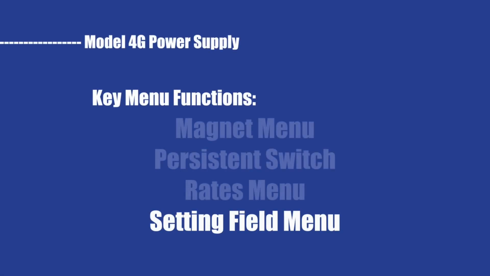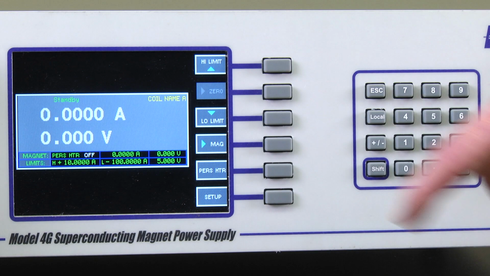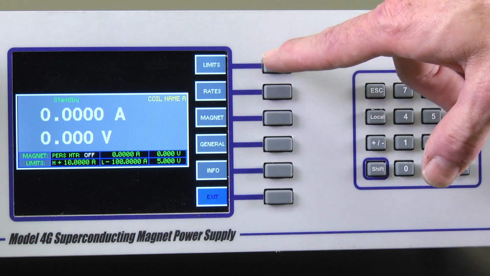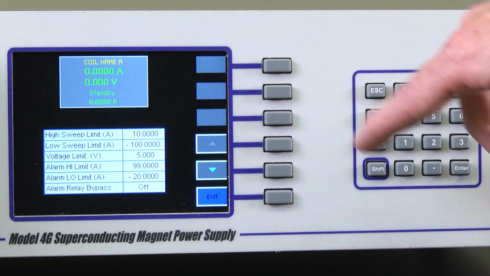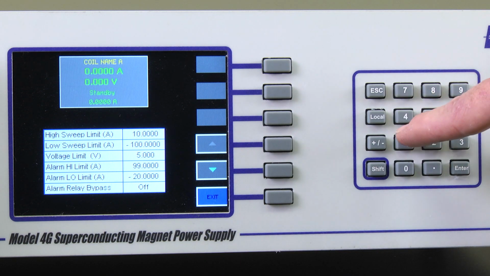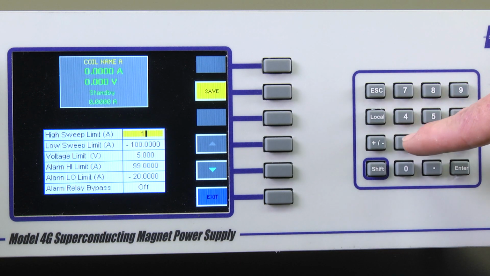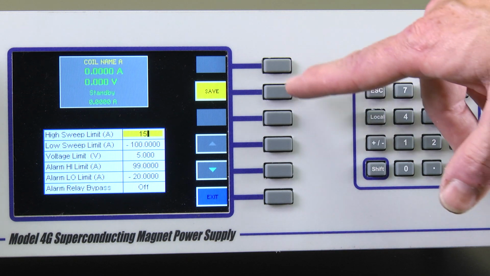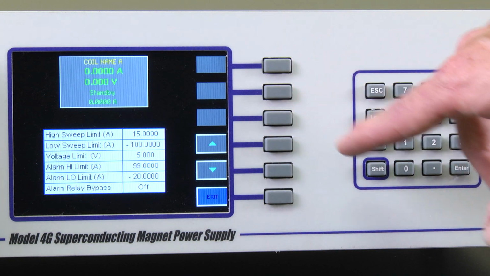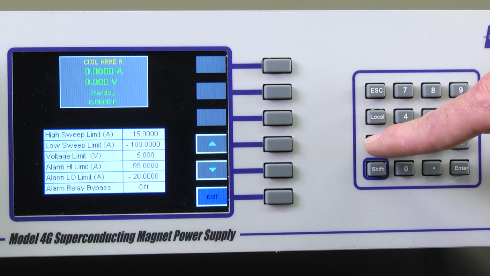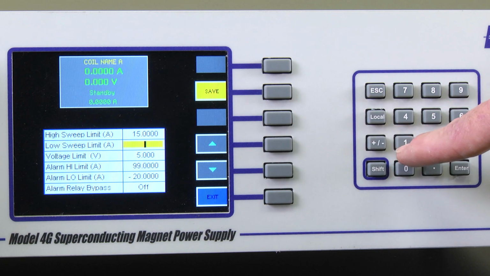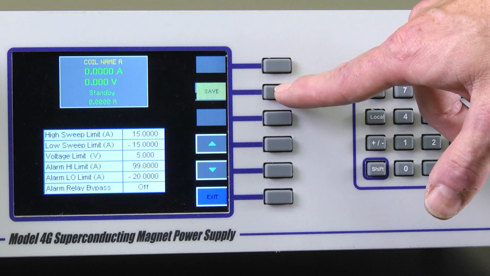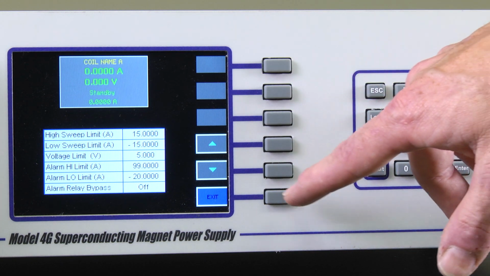Setting the field limit. The final setting that is commonly modified is the field limit, which is set in the Limits menu. Using the numerical keypad, you may enter the desired maximum field for both positive and negative. In this example, we will enter plus and minus 15 amps. This will be the maximum current at which the power supply will ramp before stopping.